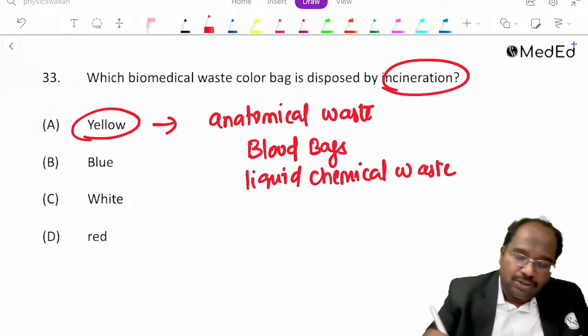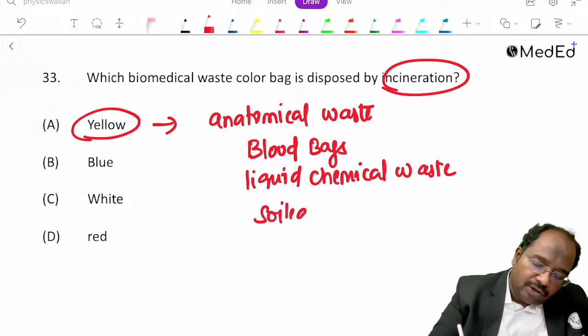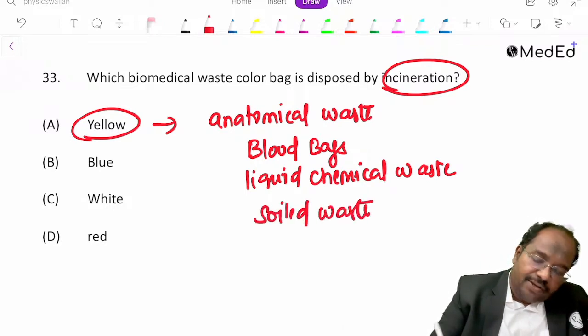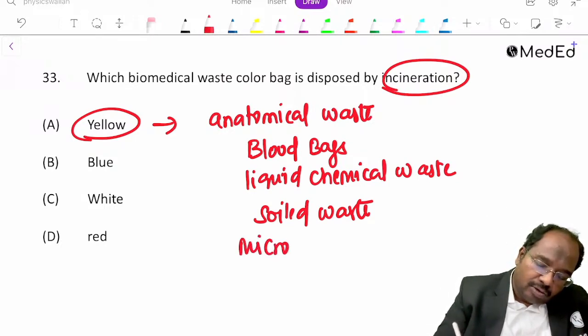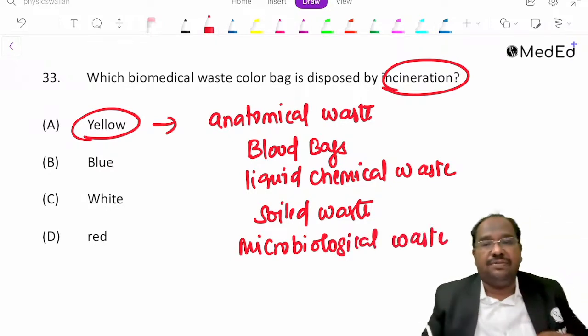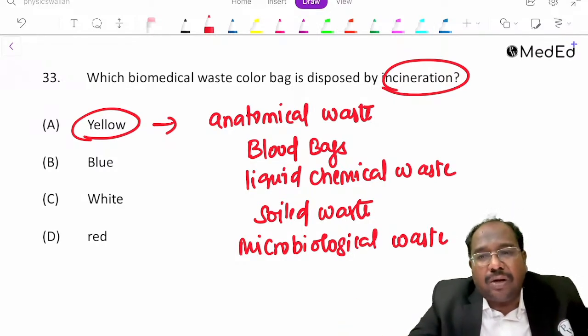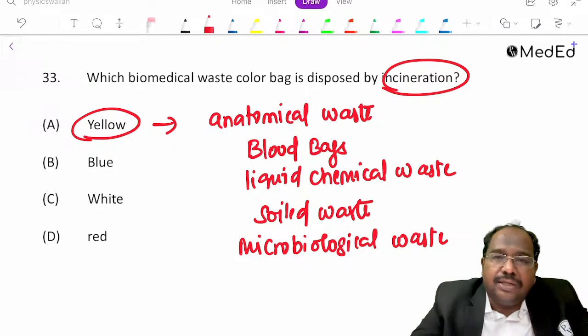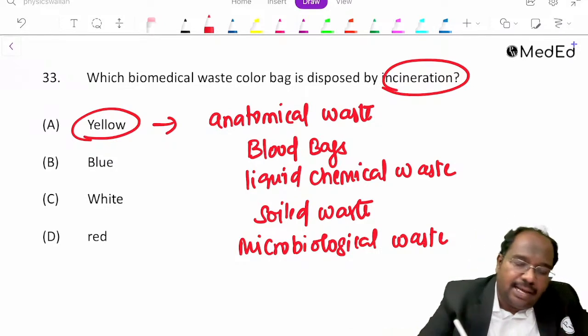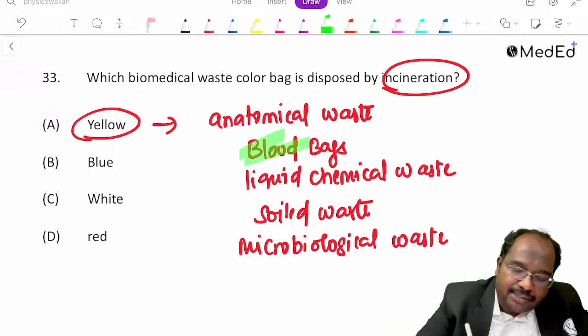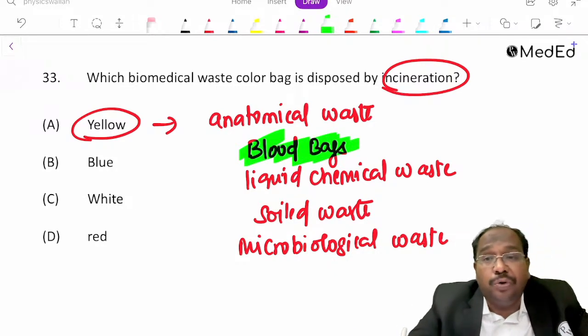Blood bags. Soiled waste. Microbiological waste. So these are the wastes we should put into the incinerators, a high temperature dry oxidation process. A recently asked one is blood bags. So it should go to yellow color bags, guys.